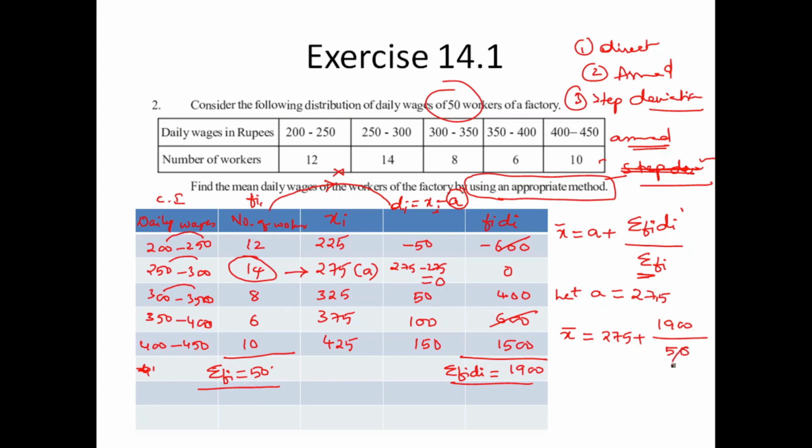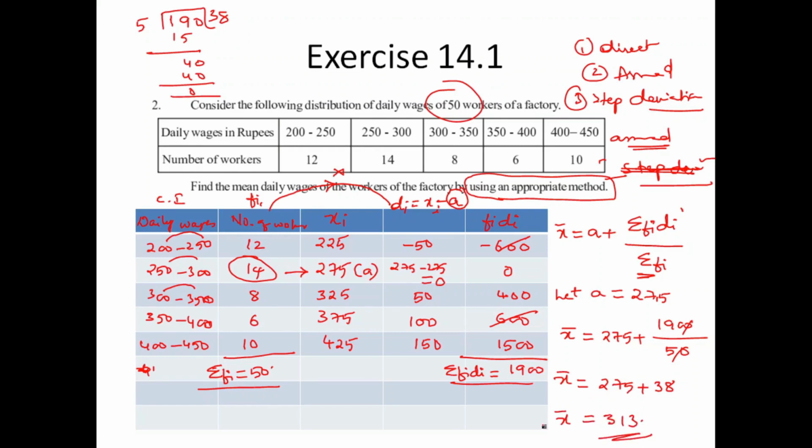Right? Now I need to do this simplification. See here, 190 divided by your number 5. Right? So 5 threes are 15. When I subtract this 40, this becomes 38, right? I hope this is clear to everyone. So the resultant of this one is x bar equals 275 plus your 38. When I'm adding up these two here, the resultant is 313, which is your required mean. Okay, so this is your required mean.